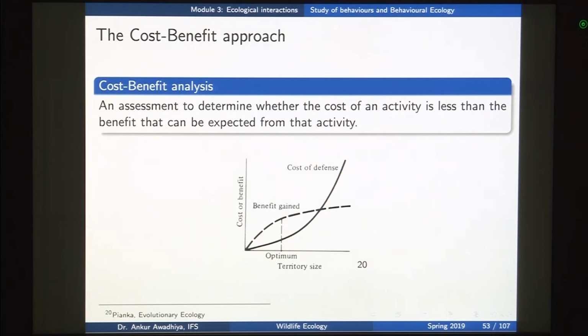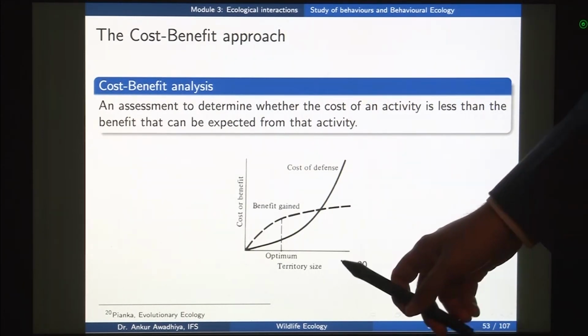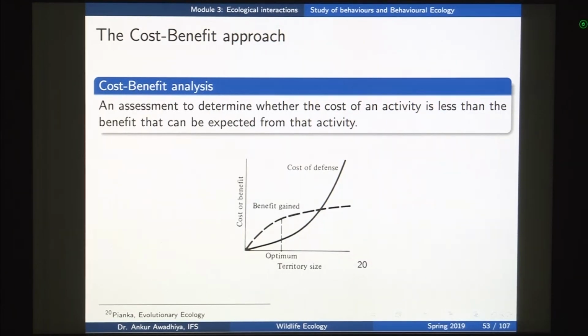So the y axis is cost or benefit, the x axis is the territory size. Now for instance, if there is a tiger that has a small territory, you have a small amount of benefit because you can only hunt the number of animals that are present in your territory, and at the same time the cost of defending that territory is also less because there is a very small area that needs to be defended.